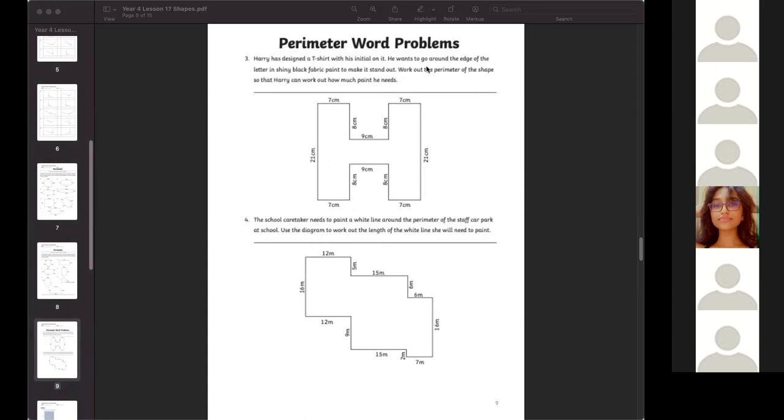Tell me what is your perimeter for number 3, for the alphabet H here. The word problem is Harry has designed a t-shirt with an initial on it. He wants to go around the edge of the letter in a shiny black fabric paint to make it stand out. Work out the perimeter of the shape so that Harry can work out how much paint he needs. So all you need to do is find the perimeter.